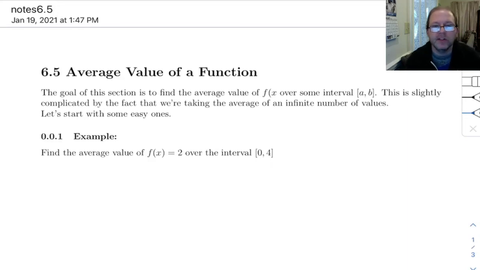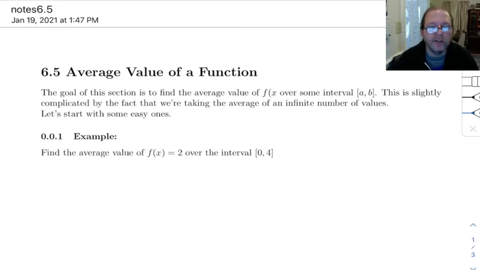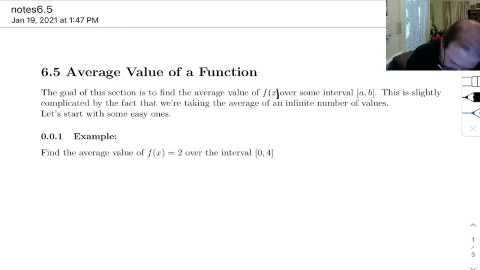Compared to the other sections in chapter 6, 6.5 is a good bit shorter and I think a good bit simpler than the other things. In this section, what we're looking at is finding the average value of a function over some interval. Let's see, I'm missing a parenthesis there.